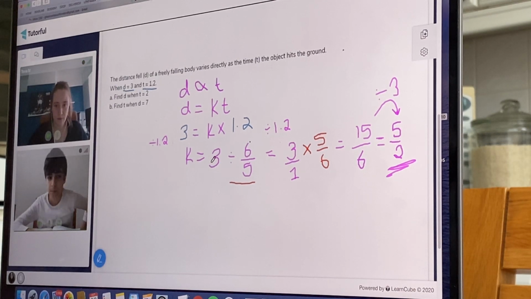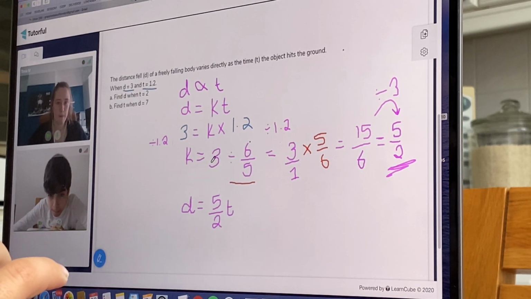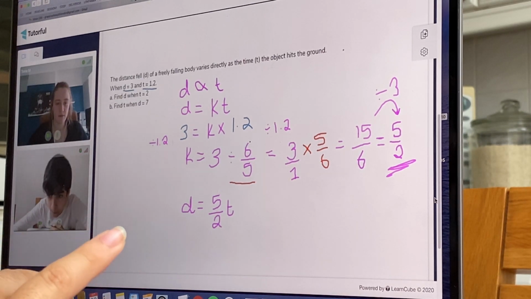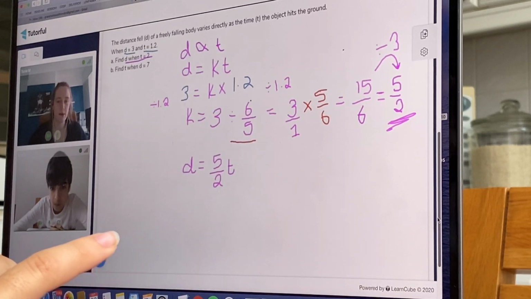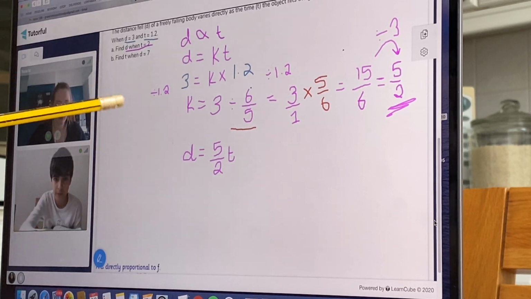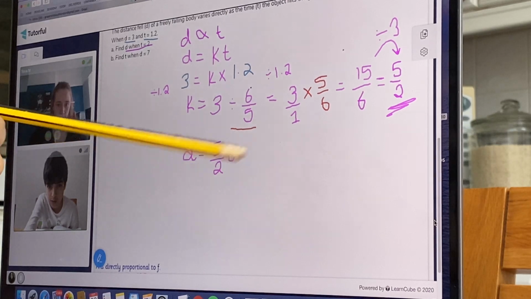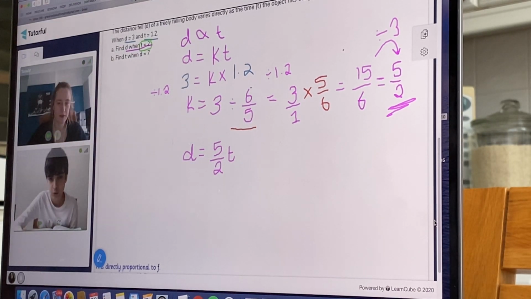So we then rewrite the equation, because now we know what k is, so we don't have to just use k. We can write that d is equal to 5 over 2 times t. Find d. So then the actual question is find d when t equals 2.